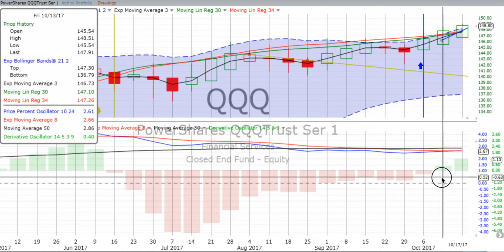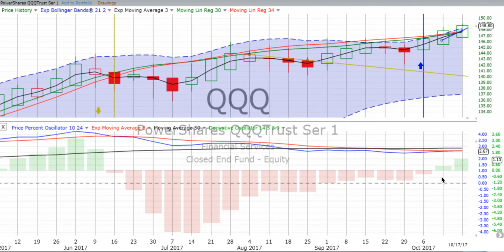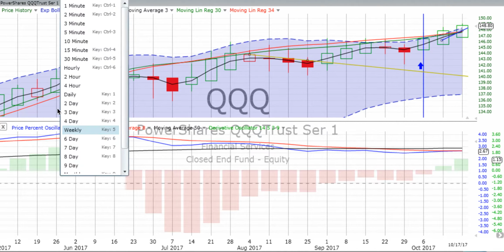We do see that on the weekly chart, the derivative oscillator crossed over going up on the week ending the 13th, but that is not the decisive indicator. Our decisive indicator for up movement is the price percent oscillator, and it may be at the end of the week doing that. We'll just have to wait and see. It has not happened yet.